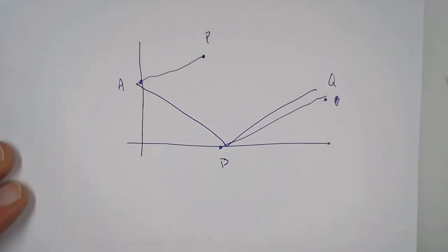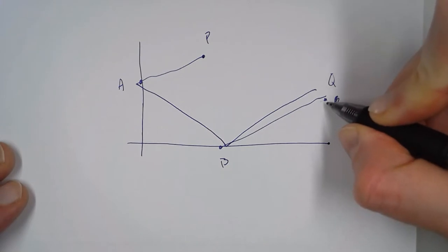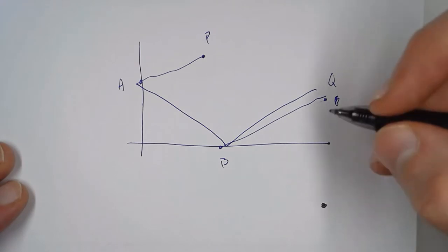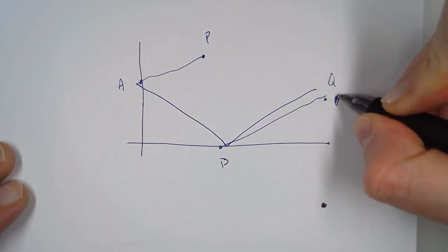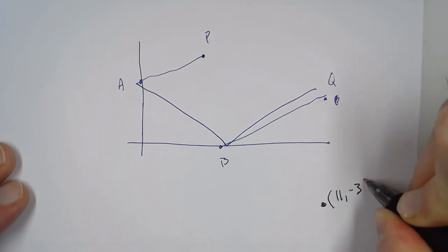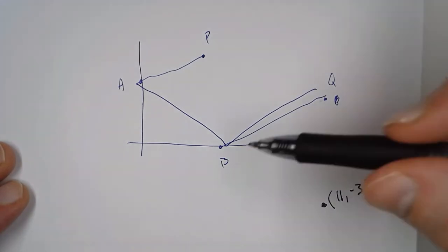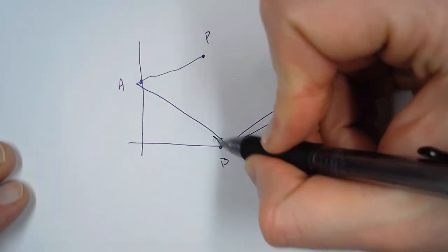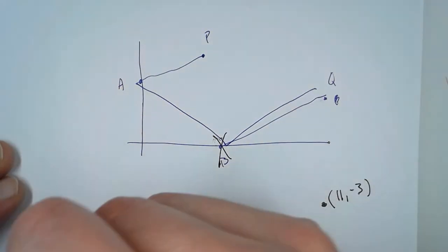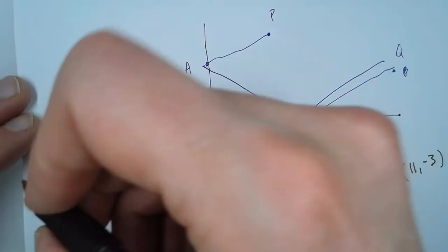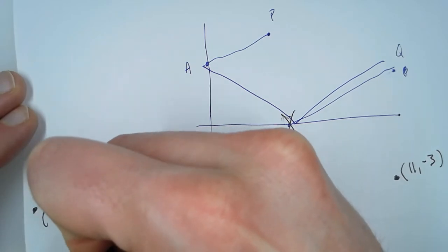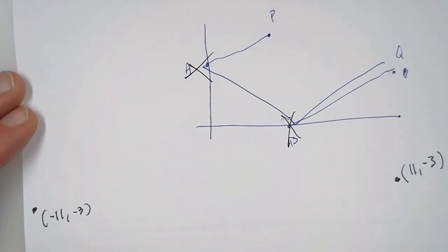Well, first we're going to reflect Q over the x-axis. So it was (11, 3). Now it's (11, -3). So we've taken care of that reflection. Then we have to take care of this reflection, so we have to reflect this over the y-axis. So over here, it's going to be at the coordinate (-11, -3). That takes care of that.